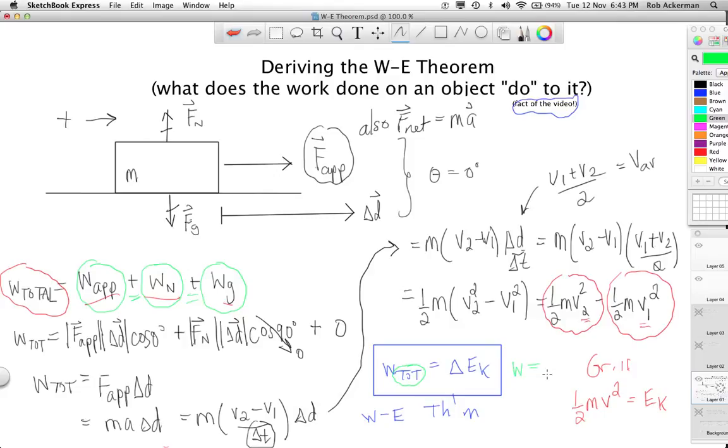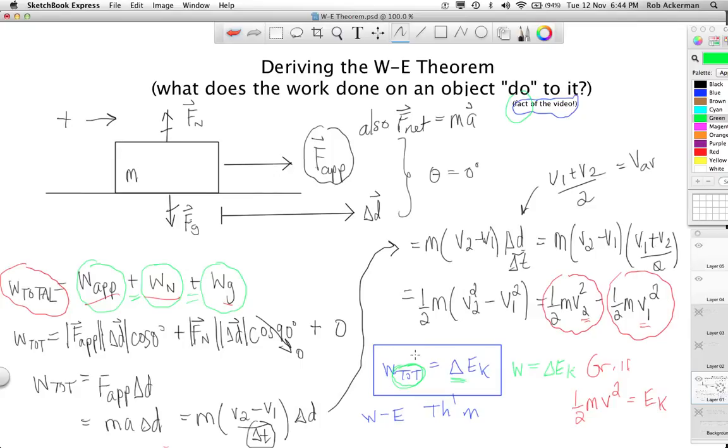W equals delta EK. And they'll forget to add up all the work by all the different forces. Don't be that person. The fact of the video is that it's the total work that matters, and it causes a change in kinetic energy. It doesn't cause kinetic energy, it causes a change.